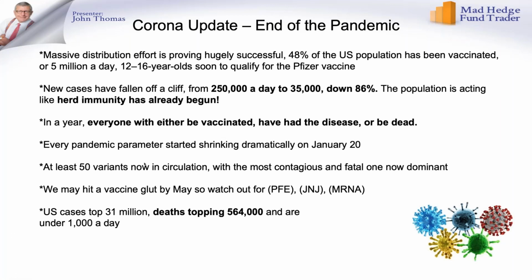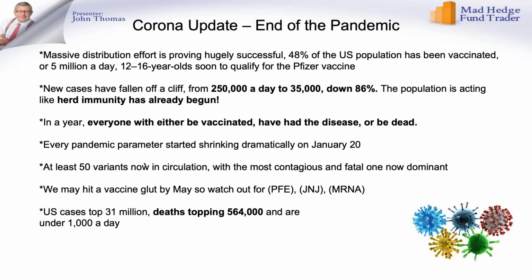Corona update, the end of the pandemic is here. Massive distribution effort has been hugely successful. 48% of the US population has been vaccinated, or about 5 million people a day, and 12 to 16-year-olds will soon qualify for the Pfizer vaccine. New cases have fallen off a cliff from 250,000 a day to 35,000, down 86%. Populations are acting like herd immunity has already begun. In a year, everyone will be either vaccinated, have had the disease, or will be dead.